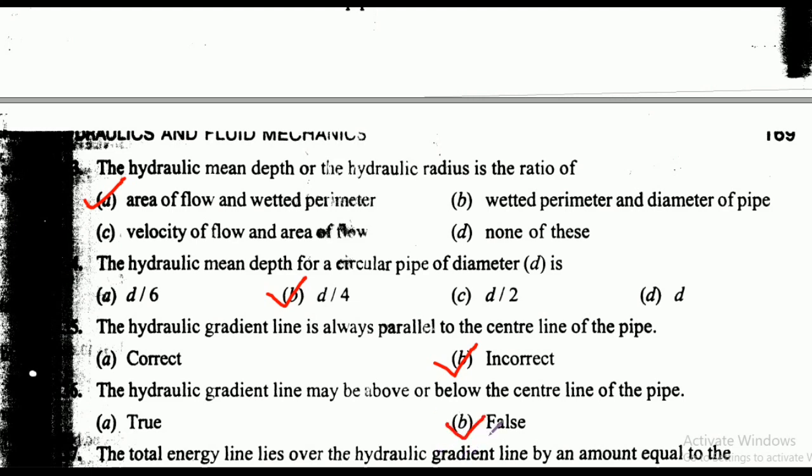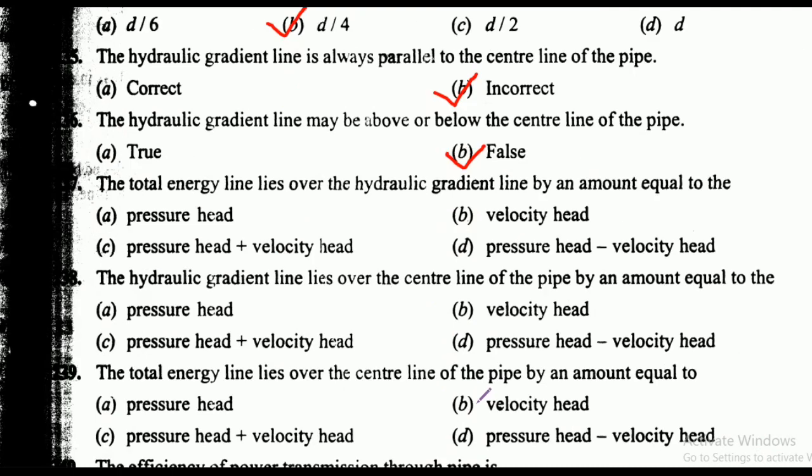This statement is wrong. Next is the total energy line lies over the hydraulic gradient line by an amount equal to. Here friends, these are the options, and here correct answer is option B, that is velocity head. Next is the hydraulic gradient line lies over the center line of the pipe by an amount equal to the. Here friends, these are the options, and here correct answer is option A, that is pressure head.